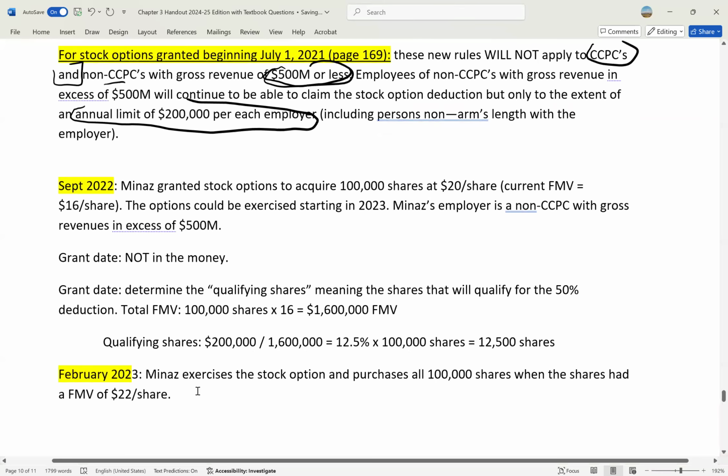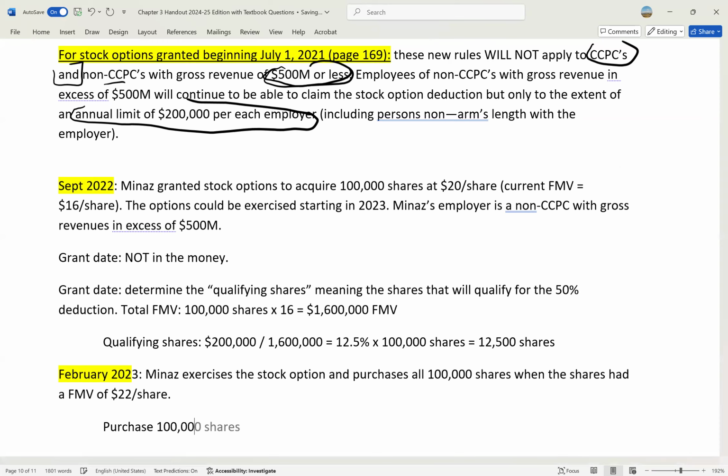So let's say next year he does exercise the stock option. He buys all 100,000 shares at a price of 20, and the fair market value has gone up to 22. So then we have to figure out his employment income inclusion. But before we do that, he's going to purchase 100,000 shares, of which 12,500 are qualifying, and the remainder, 87,500, are non-qualifying.